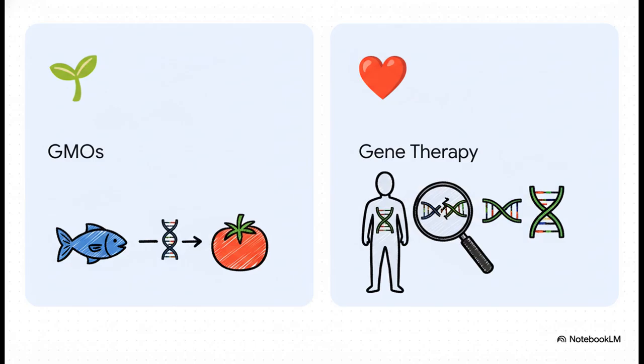On one side, you have GMOs, which means putting a new foreign gene into an organism, like a plant, to give it a new power. And on the other side, you have gene therapy, which is about fixing a faulty gene inside a person's own cells to cure a disease. So GMO is like adding a new feature, while gene therapy is like fixing a bug.